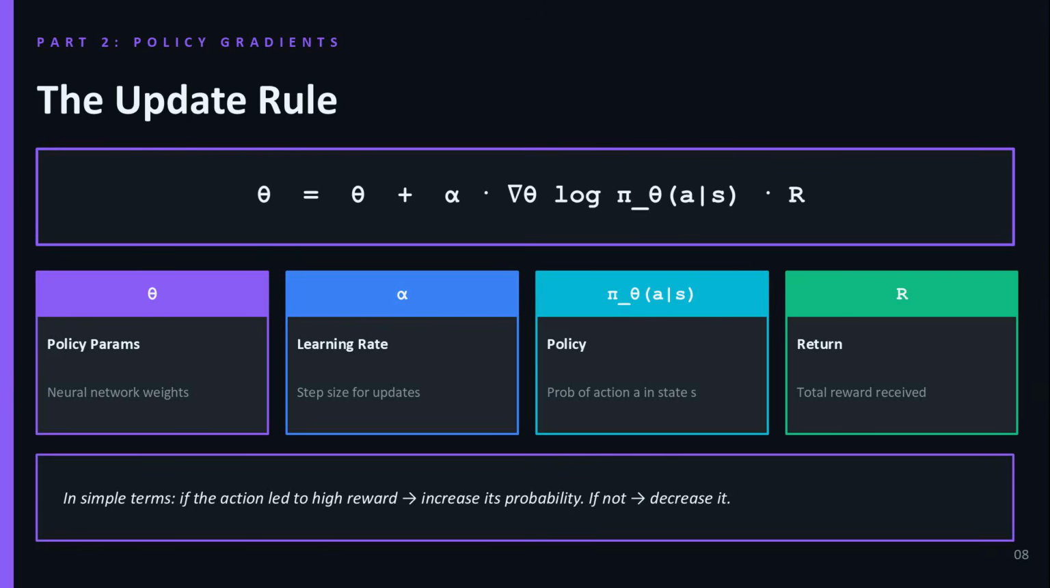This is the update rule. In simple terms, if an action gives a high reward, increase its probability. If it gives low reward, decrease it. So the model learns by reinforcing good actions.